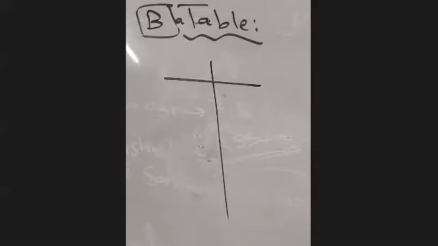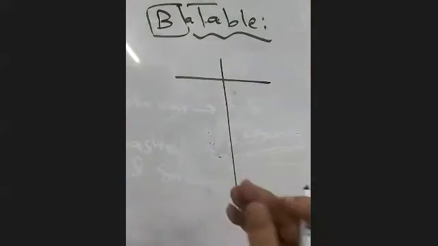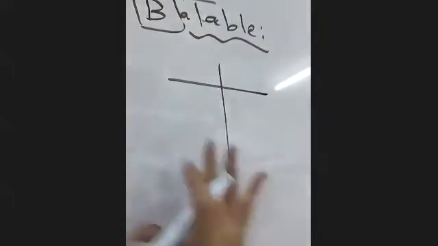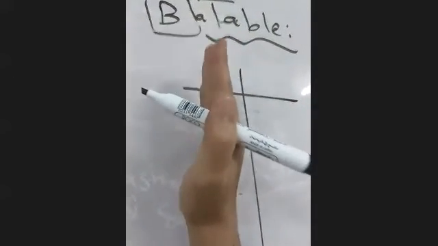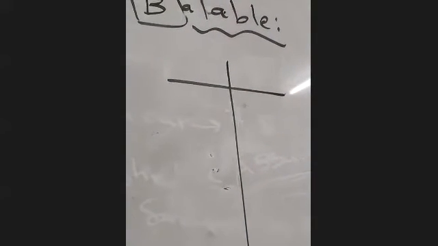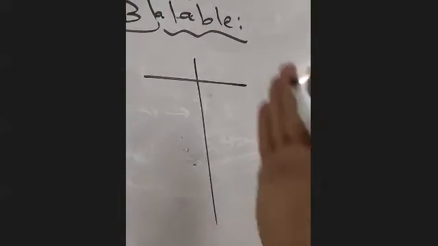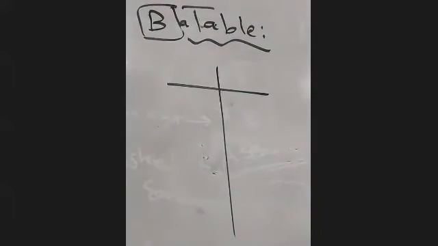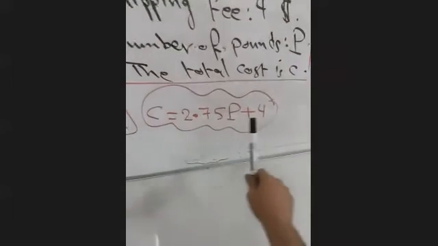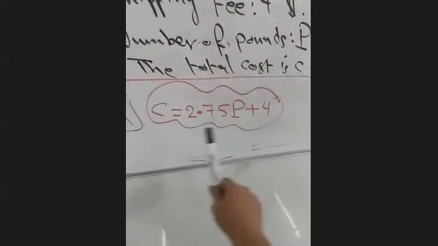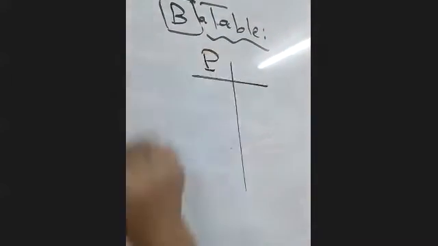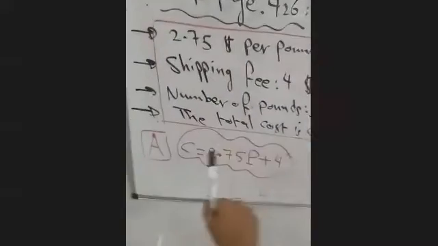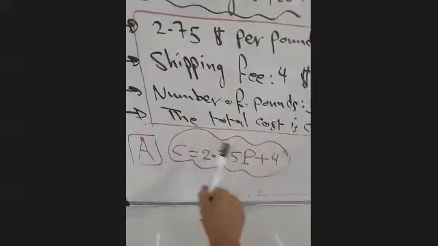In general, when we make a table, what do we put in the first column? The independent variable. And in the other column? The dependent variable. In our equation, what is the independent variable? P, which is the number of pounds. And the dependent variable, which depends on P, is C.